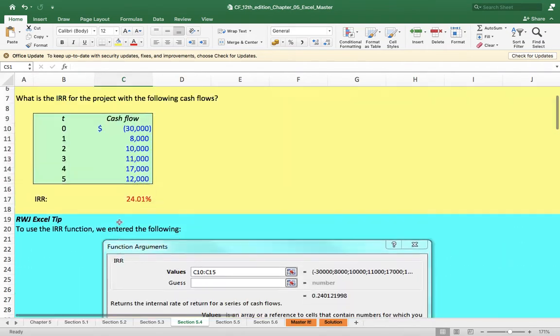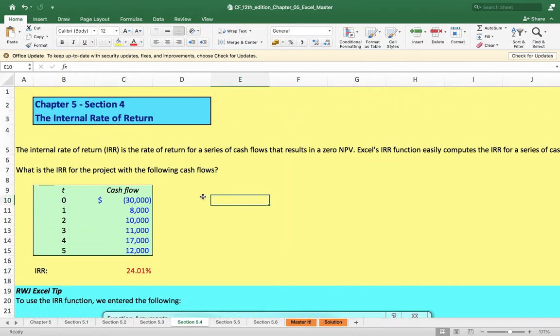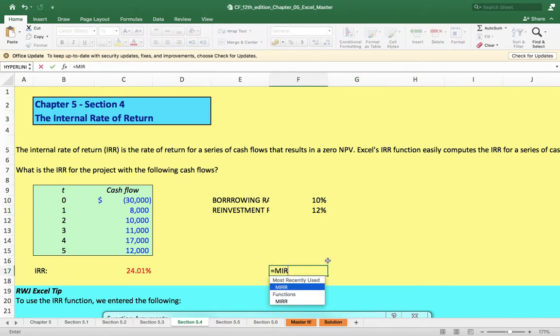Now we will see, reinvestment rate will be given to you and borrowing rates will be given to you. For example, borrowing rate is equal to 10%, and reinvestment rate 12%. In this case, you need to calculate the MIRR, modified internal rate of return.